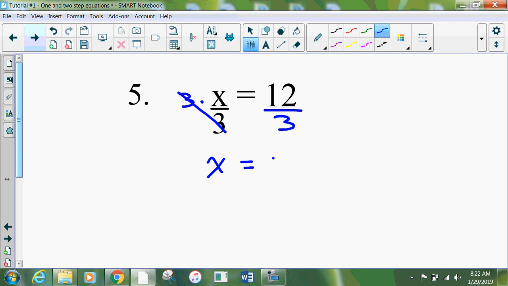12 divided by 3, either do it in your head or pick up your calculator. No shame in picking up your calculator. My goodness, my pre-calc kids pick up their calculator all the time. That's what it's there for.